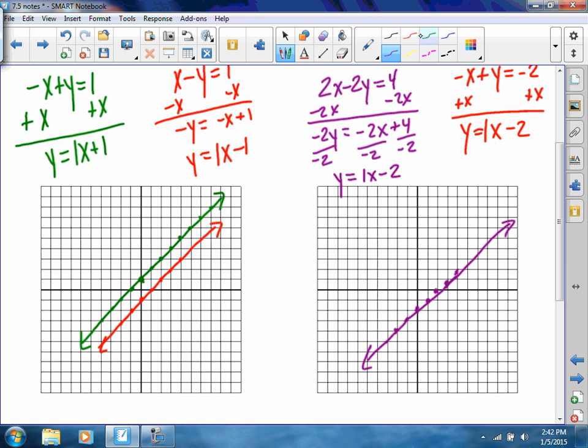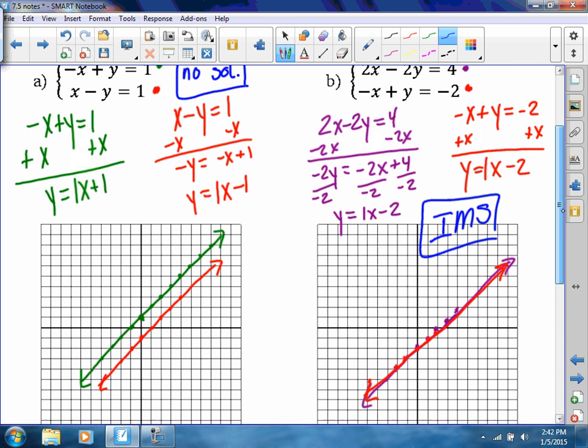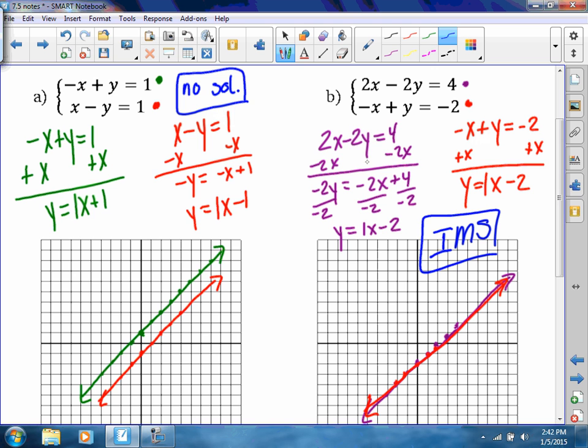And if I graphed the red one, I would start at negative 2 and I'd go up 1 and over 1, or down 1 and back 1. So it would be the same line right on top of the other one. Okay, so when that happens again, you have infinitely many solutions. So you can see, even when you do the work to algebraically solve the equations for y, by the time you do that you're going to have the same line. So it's going to be infinitely many.